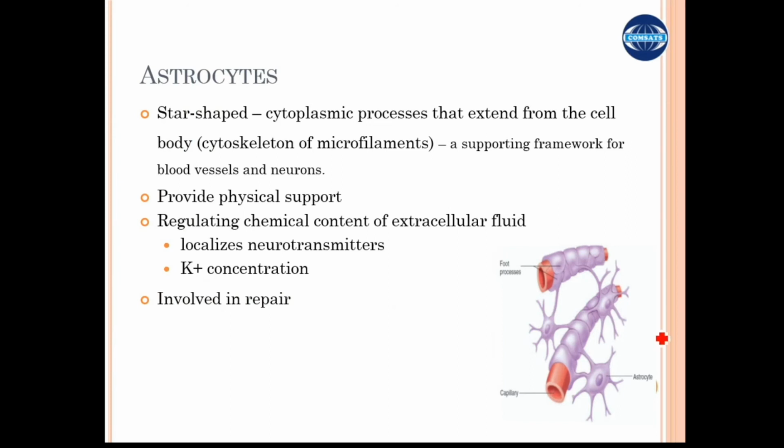They are star-shaped cells. Here you see in this diagram, this is the neuroglia cell which is known as an astrocyte, right? And they have long cytoplasmic processes that extend from the cell body, and they provide the supporting framework for the blood vessels and neurons. So they basically wrap around the blood vessels, neurons and axons and keep them in a fixed position and don't allow them to move freely.